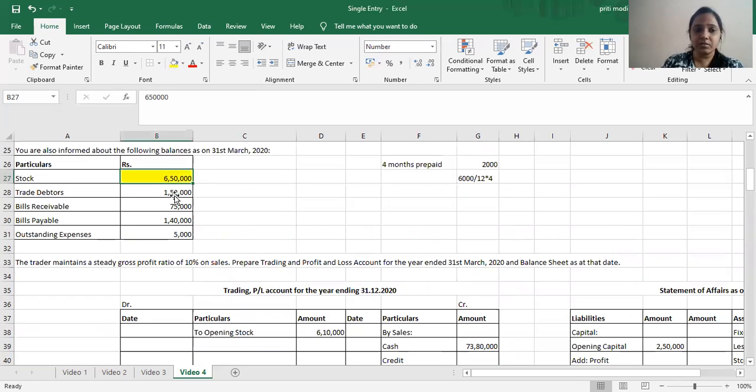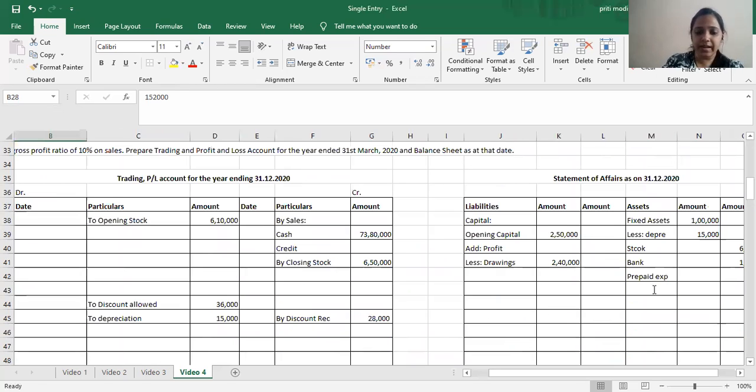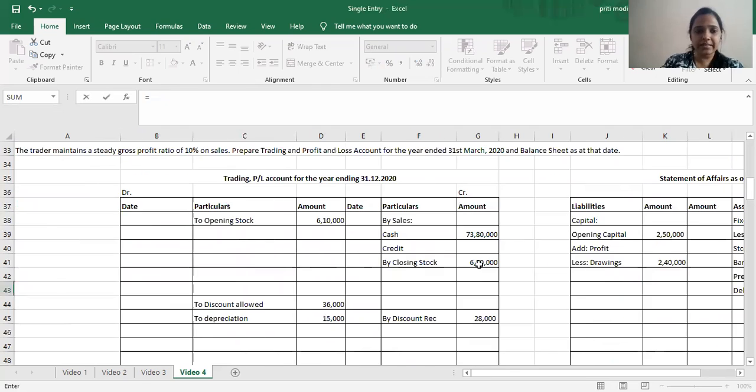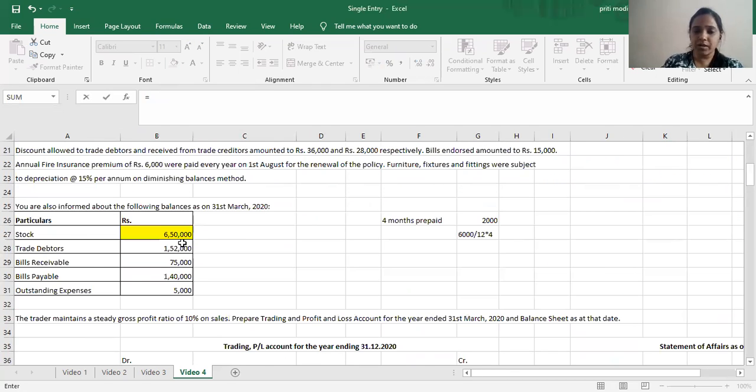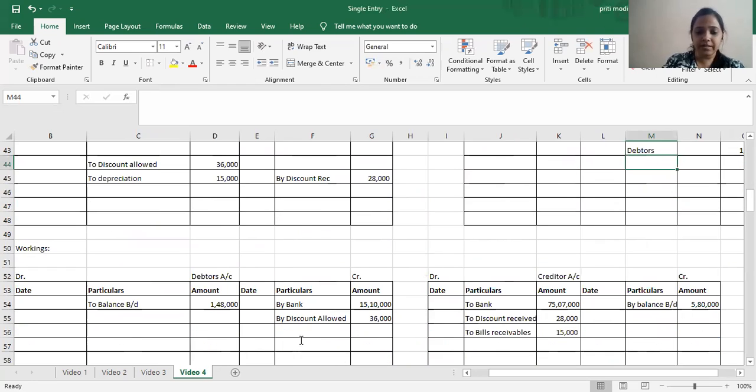Trade debtors. Trade debtors, we have to again post it twice. So one will come to our closing balance sheet. Closing balance is given. So we have debtors over here. Debtors is given as 1,52,000 and it will go to our closing debtors, by balance CD. By balance CD. Okay, so 1,52,000. This has also been posted.